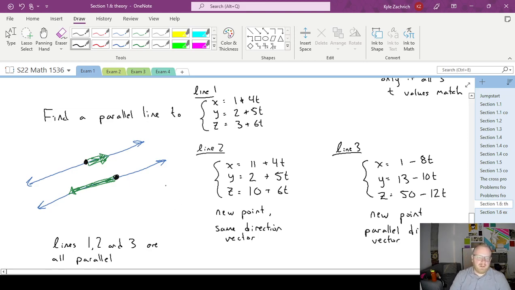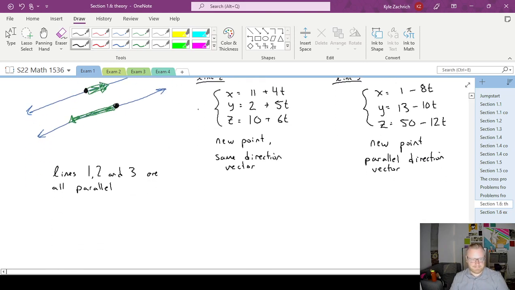So a very quick and easy way to figure out if two lines are parallel to each other is if they have this parallel direction vector, right? Another thing you can think of is if two lines intersect.